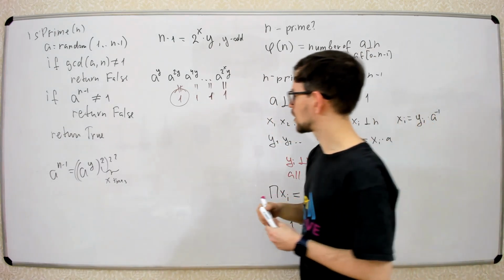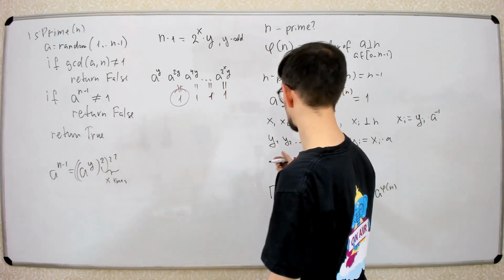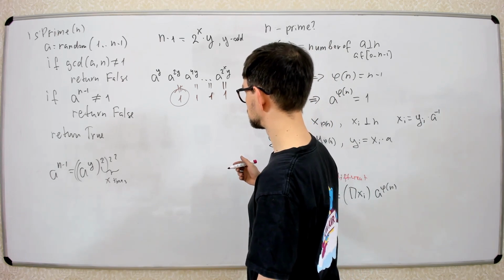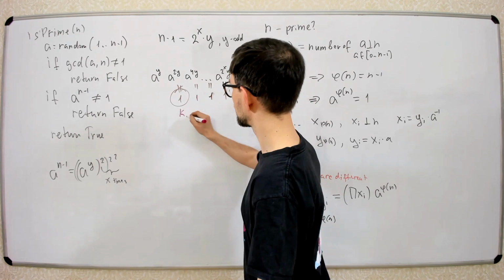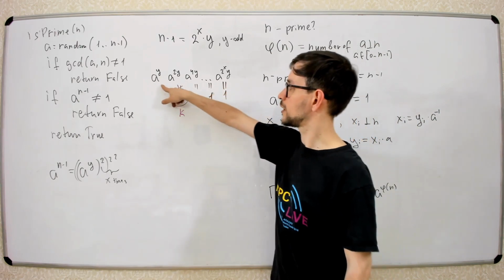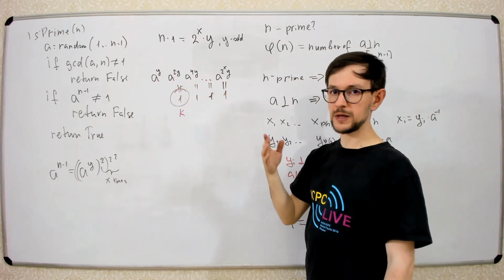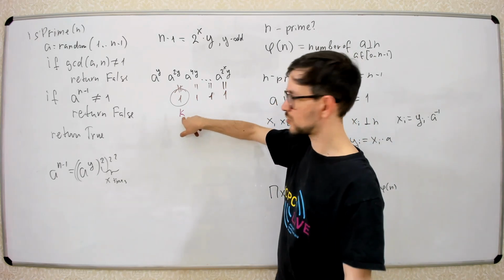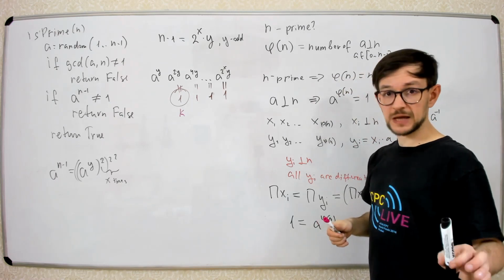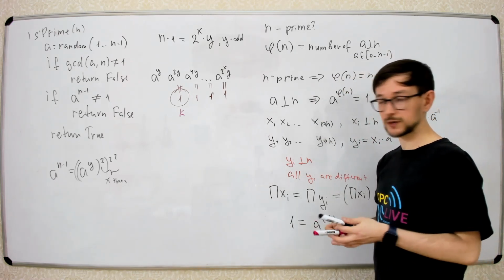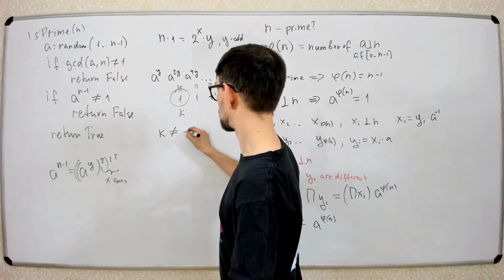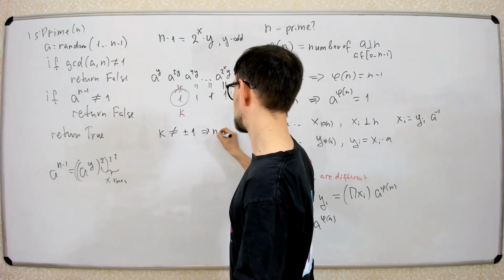Well, let's say we have some number. Which letter don't we have? I have too many letters here. I need one more letter. Let's call it k. So let's have integer k. So again, we calculate this sequence of powers of a, and now go back from the end and find the first integer which is not 1. Now, if this k is not equal to 1 and not equal to -1, then n is not prime. So if k is not equal to plus or minus 1, then n is composite.